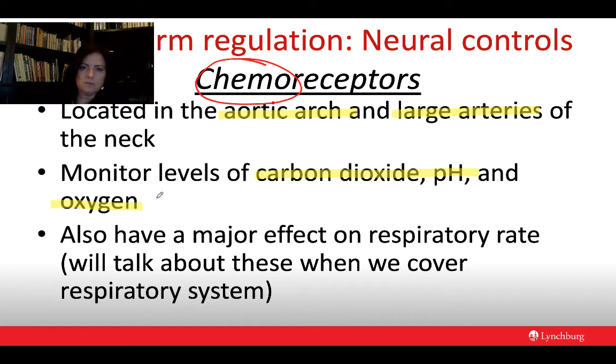And so they're going to adjust blood flow based on the presence of those chemical factors. And also, these chemoreceptors play a significant role in controlling your respiratory rate and depth of respiration. And we'll talk about that when we do the respiratory system in a couple weeks.